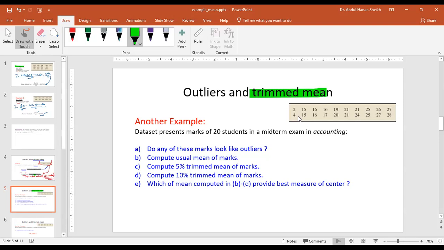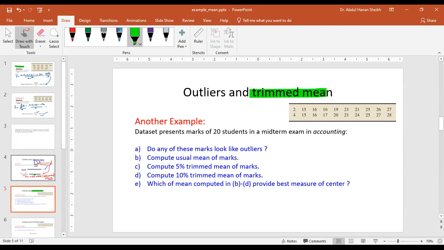So I would like to say 2 and 4, but in order to have the proper mean, the more sensible mean, we will use trimming, and that will trim 2 and 4. Excuse me, sir. Sir, can you please explain outliers again?